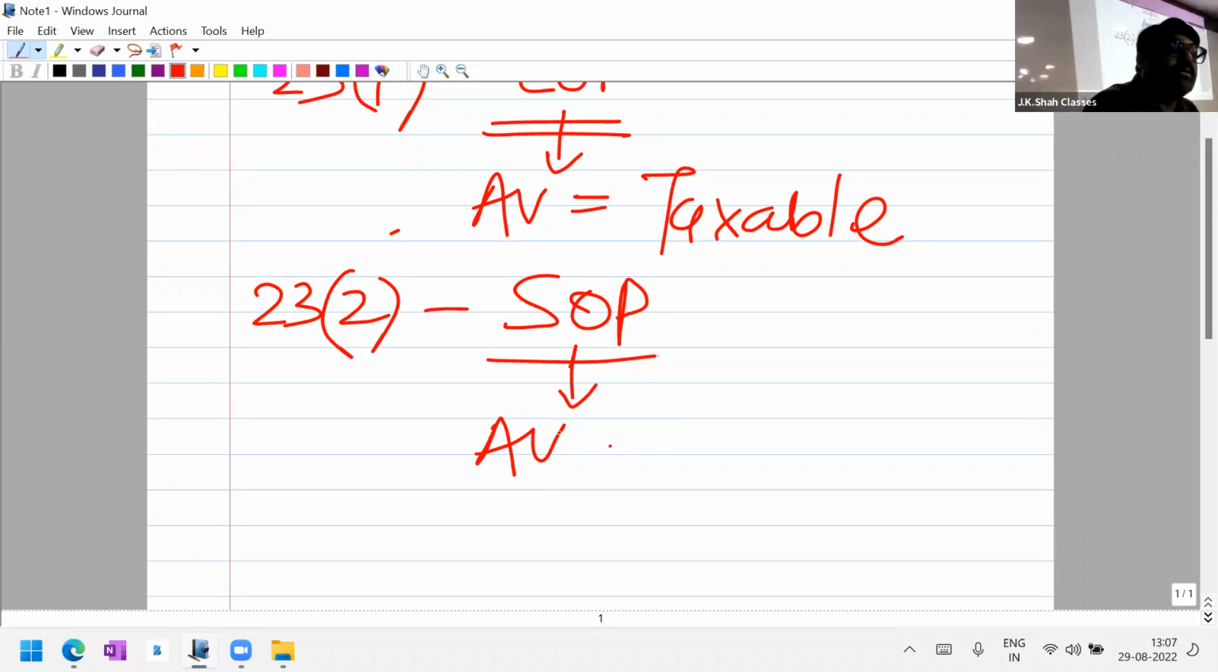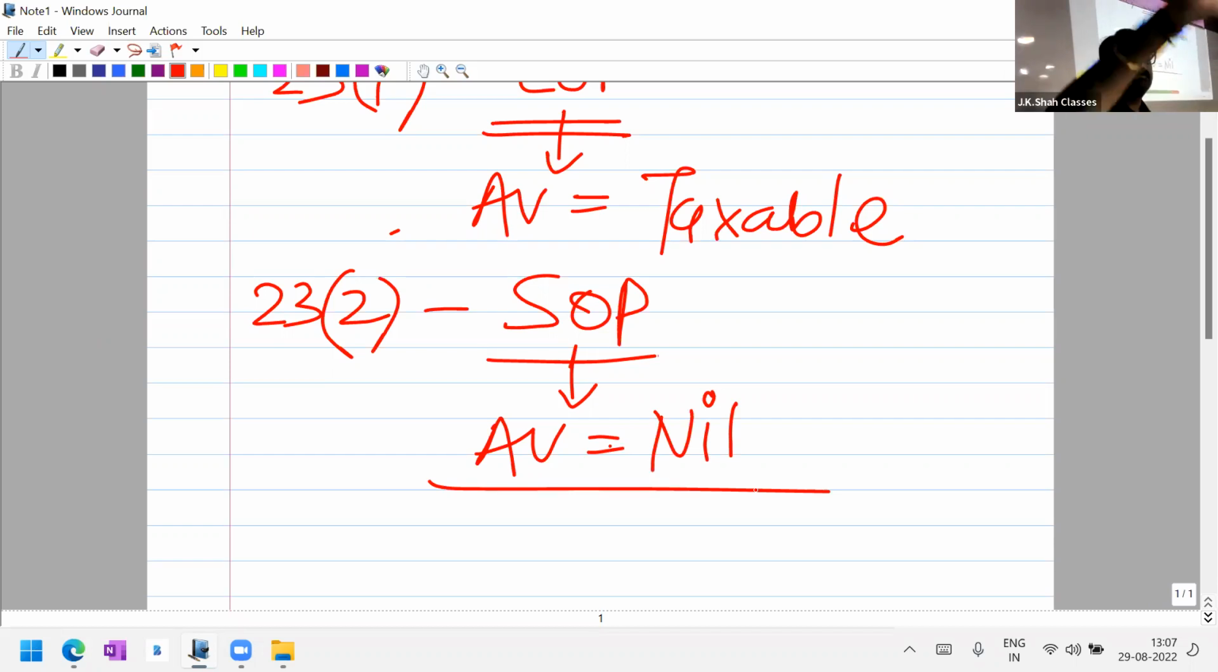Because you are staying in that property, your family is staying in that property. That is the reason why the rent earning capacity cannot be exploited. Hence, that rent earning capacity we will not charge tax. Understanding? So this annual value will be exempt, shall be taken as nil.